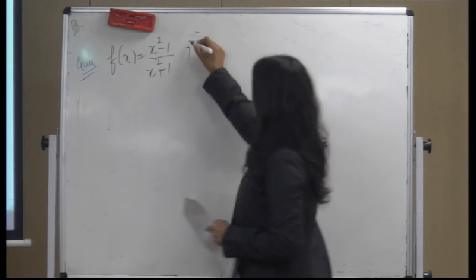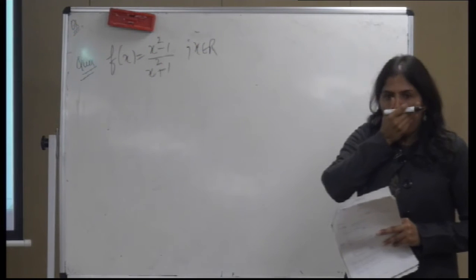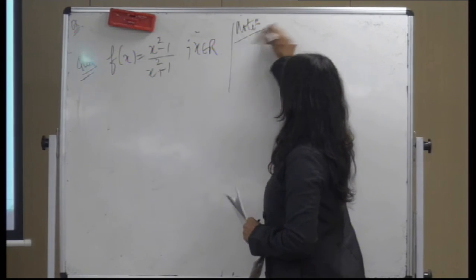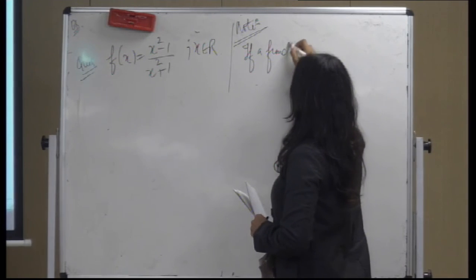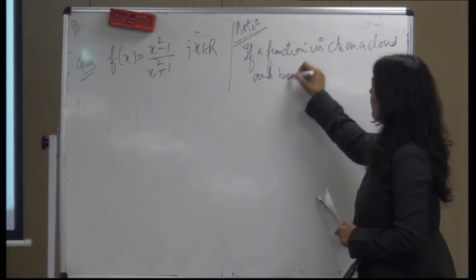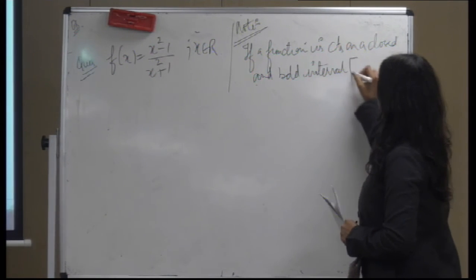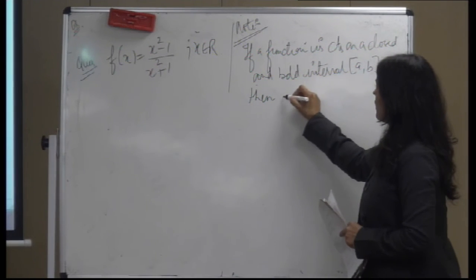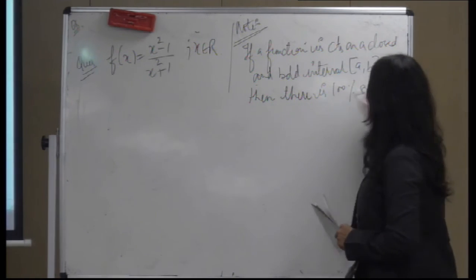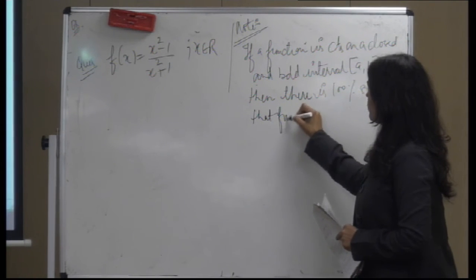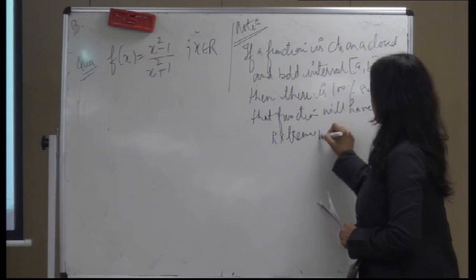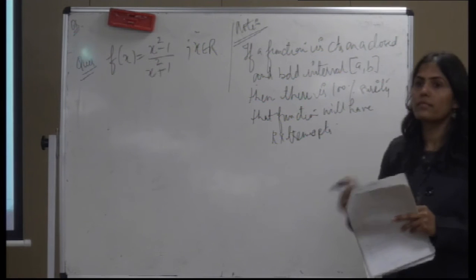can you draw the graph of this function? Okay, I think before that, note: if a function is continuous on a closed and bounded interval [a, b], then there is 100% surety that the function will have extreme points. Is it okay? Continuous.